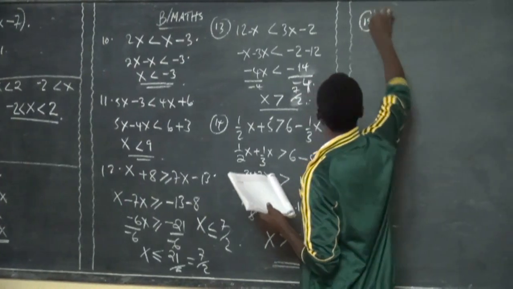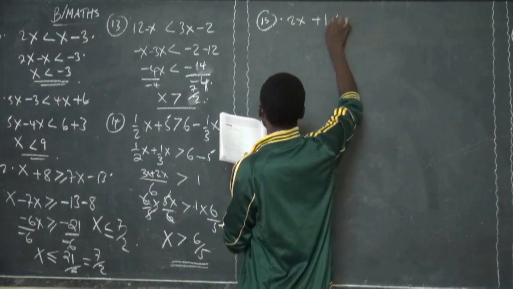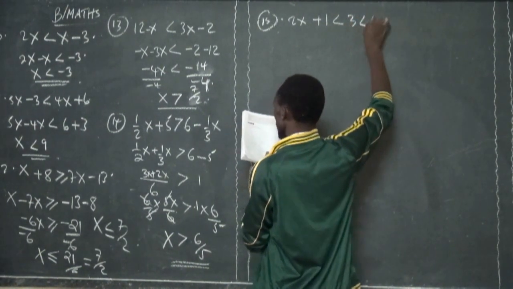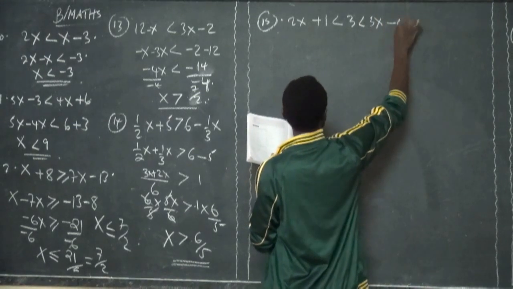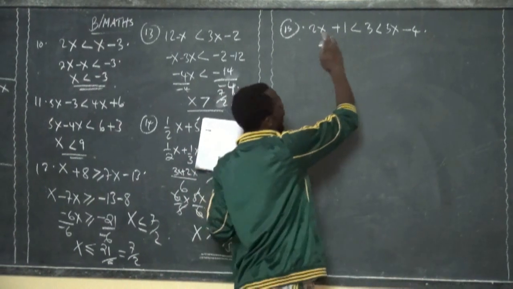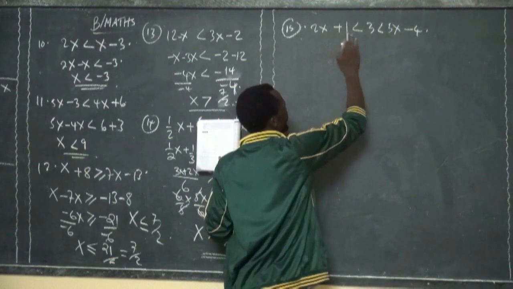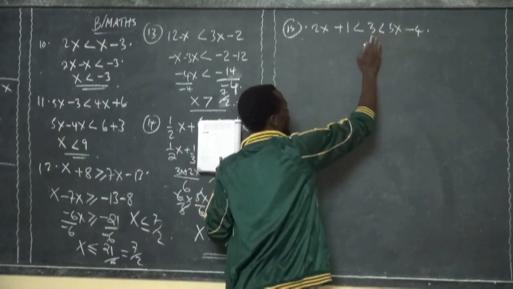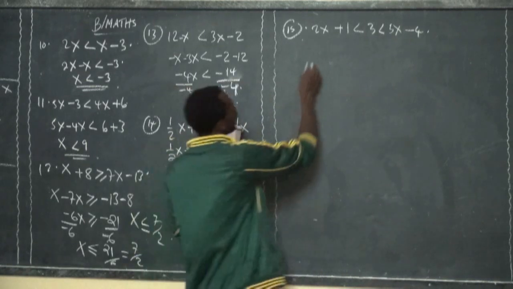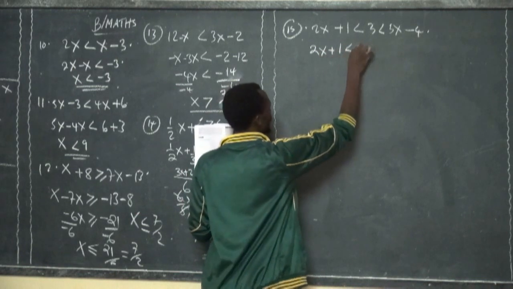Now question number 15. It is 2x plus 1 less than 3 and 3 is less than 5x minus 4. Now, if that is the case, we take this one equal to this one, and this one equal to this one. Means we compare this one and 3, and this one and 3. Now this 3 is taken to both sides. You understand? Yes.